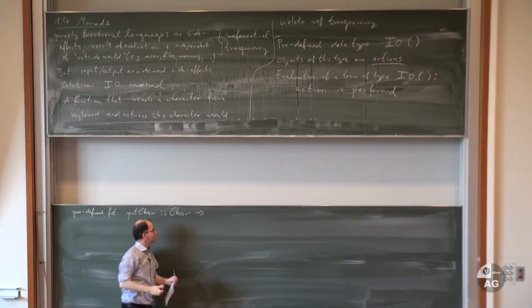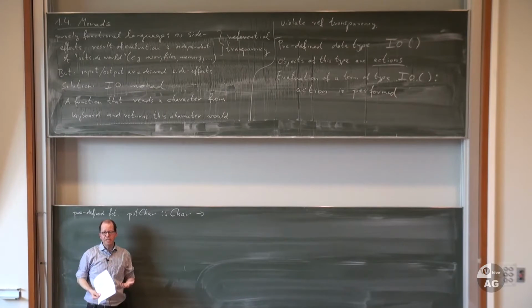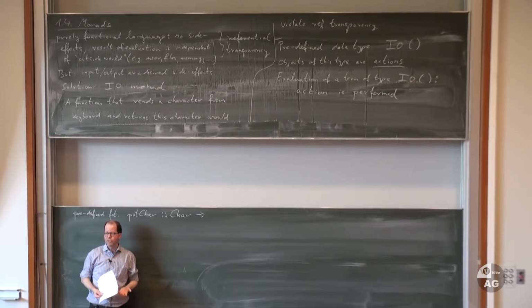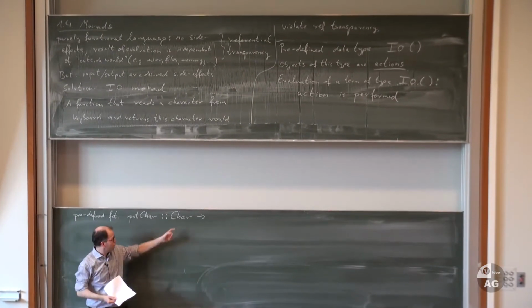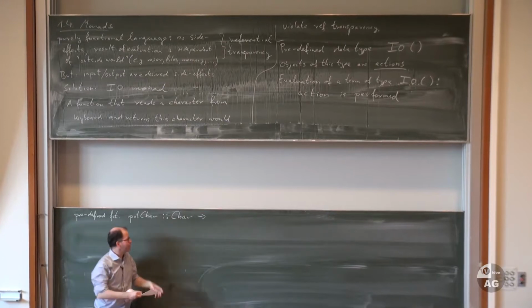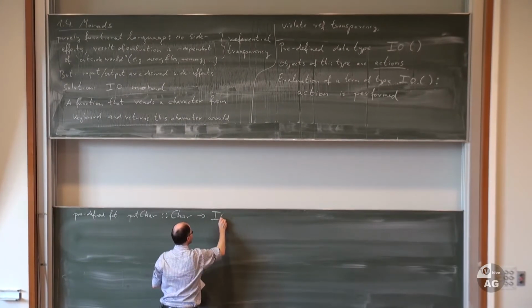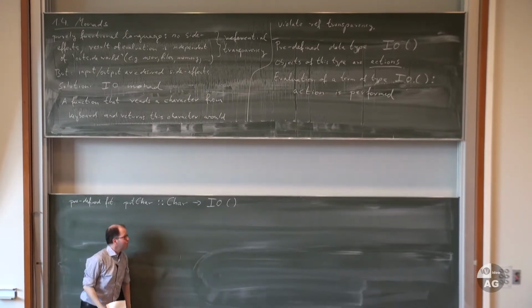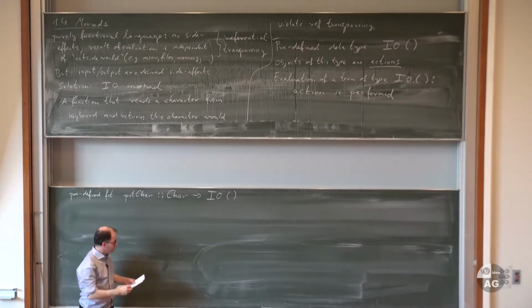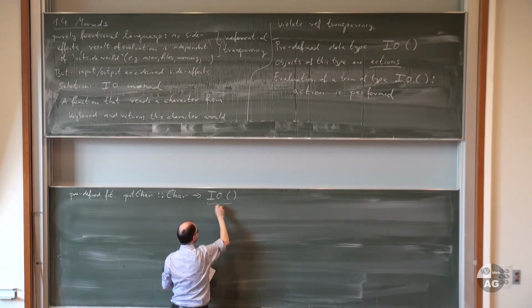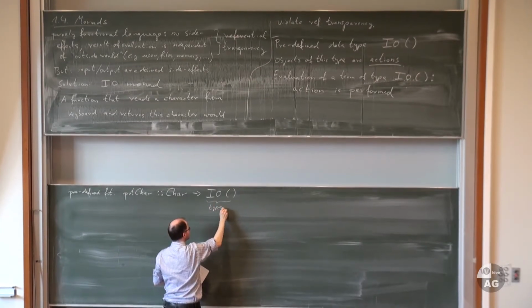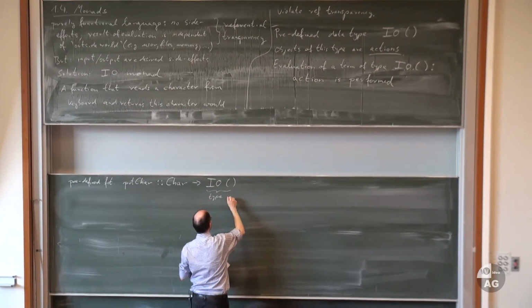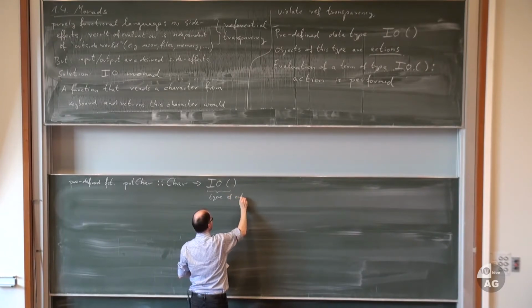And what's the result of it? Well, the result is an action. It's an output action, namely the output action to print this character on the screen. So the result is of type I/O empty tuple. And, well, this is the type of output actions. So these are actions that have nothing to do with input, but it's the type of output actions.